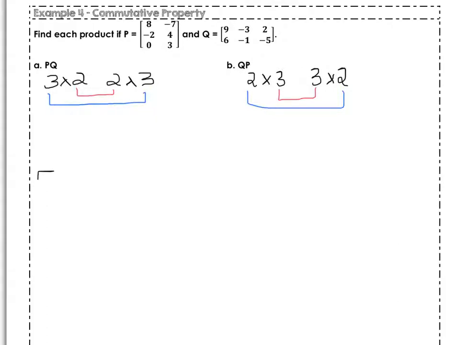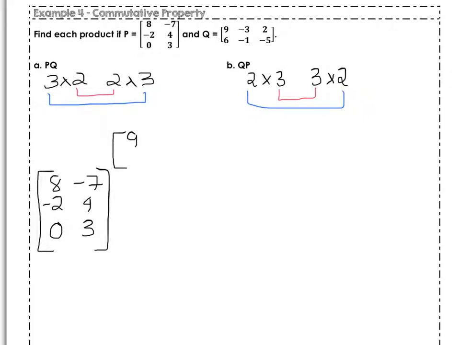So P, here we go. He's an 8, a negative 2, and a 0. And he's a negative 7, a 4, and a 3. And he's being multiplied by the lovely Q, so 9, 6, negative 3, negative 1, 2, and negative 5. Okay, once again, I just like this strategy because it really frames up everything for me here. All right, here we go.